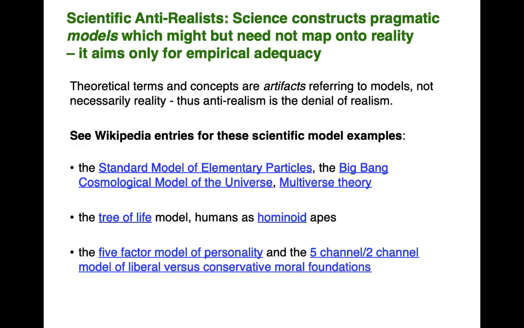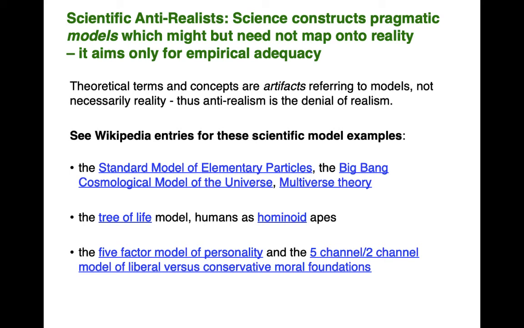This is what scientific anti-realists think, that science constructs practical, pragmatic models which might, but need not, map onto reality. It aims only for empirical adequacy. Theoretical terms and concepts are artifacts made up by humans. They refer to models, not necessarily to reality. Thus, anti-realism is denial of realism.